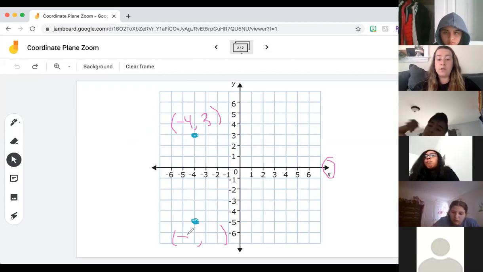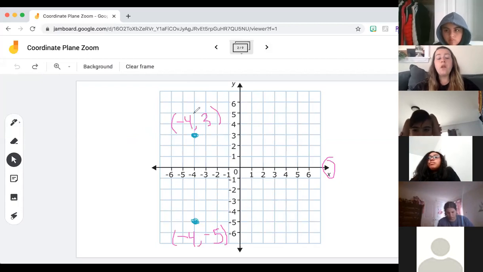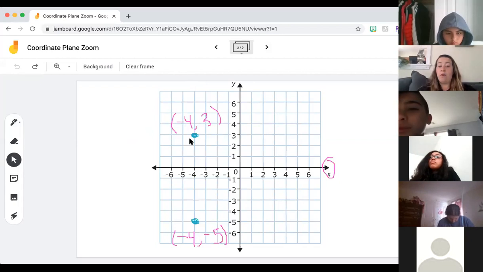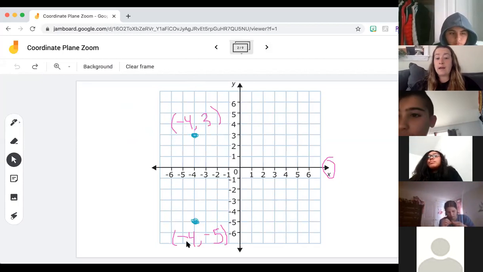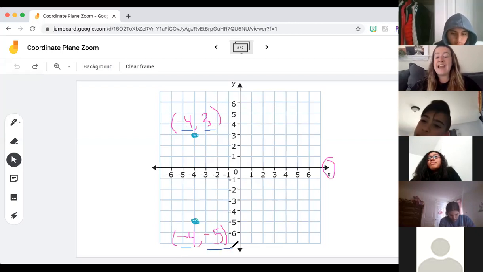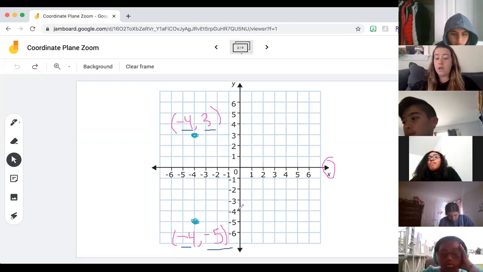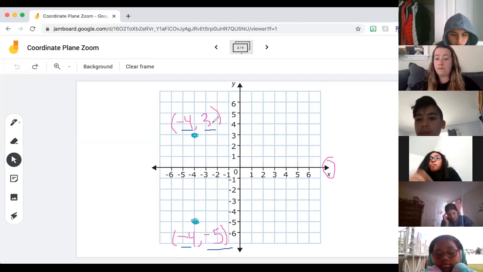And over here, this one's -4, and then it went down to -5 here. Okay? So without even counting the spaces, let's see if we can figure out what the distance is without counting the spaces. So I had (-4, 3) and (-4, -5). -4 is the same, so I'm not going to look there, because that didn't change. So I went from a +3 to a -5. In the chat, how far away is a +3 from a -5?